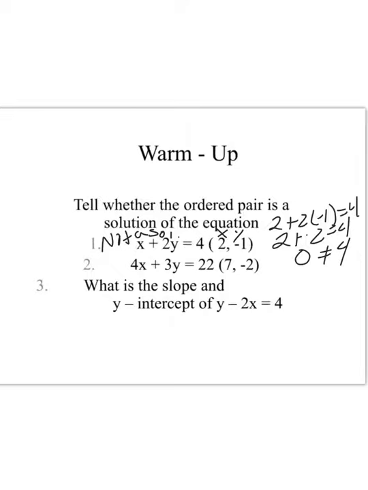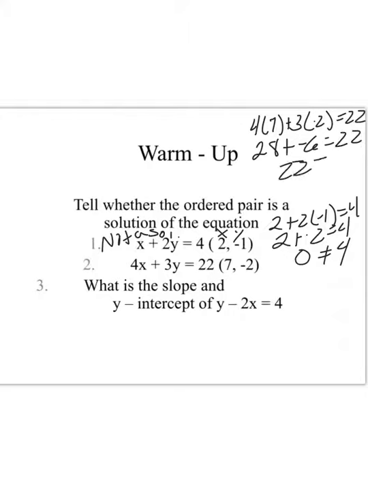Second one, same thing. I'm going to come up top here so I have a little more room. So 4 times 7 plus 3 times -2 needs to equal 22. 4 times 7 is 28, plus -6 needs to equal 22. 22 does in fact equal 22. I have no idea how this is writing now. But yes, this is a true solution.